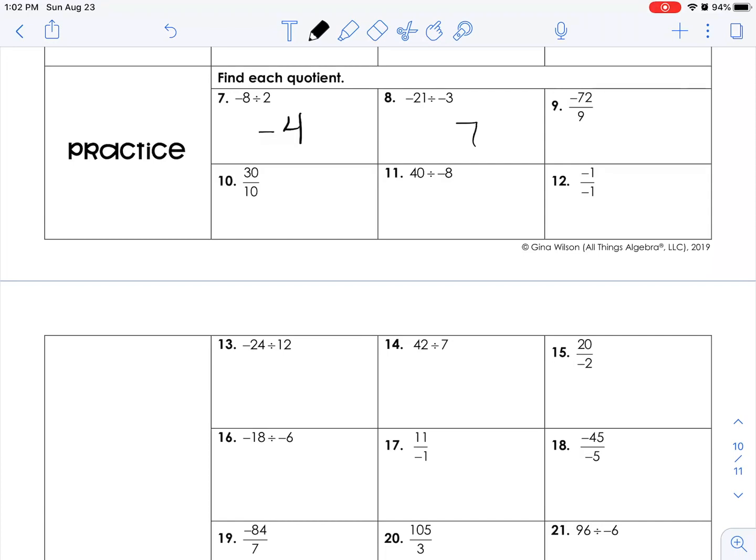Number 9, we know that 72 divided by 9 is 8. And then our two signs are different. So we have a negative and we have a positive. So since our signs are different, our final answer is going to be negative. Now go ahead and highlight the rest of those problems, 10 through 21. We will come back to those.